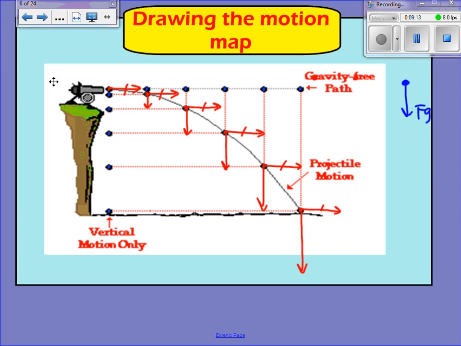Now I want you to analyze this drawing. Imagine a cannonball that was fired horizontally that took this path, and imagine a cannonball that was just dropped from the exact same height.